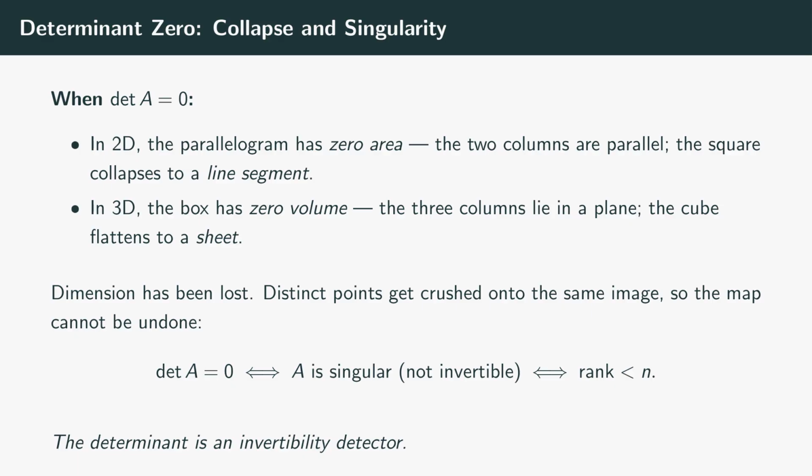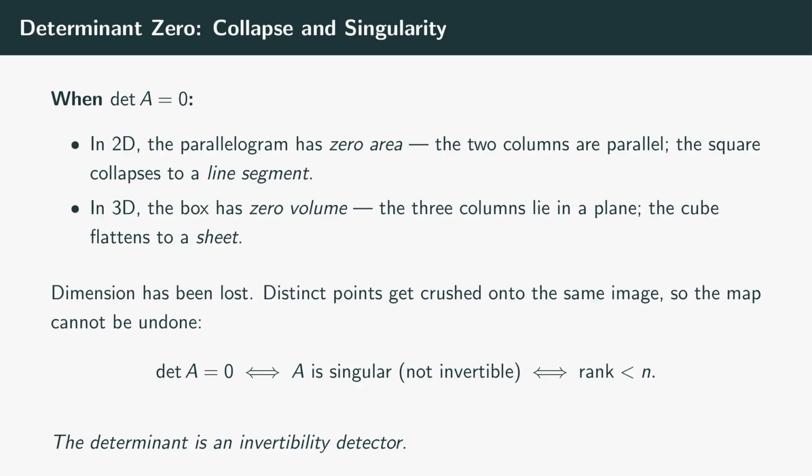The most important special value is 0. When the determinant is 0, the geometry collapses. In 2 dimensions, the parallelogram has 0 area, which happens when the 2 columns are parallel. The unit square gets squashed flat onto a single line segment. In 3 dimensions, the box has 0 volume, which happens when the 3 columns all lie in one plane. The cube gets flattened into a sheet. In both cases, dimension has been lost.